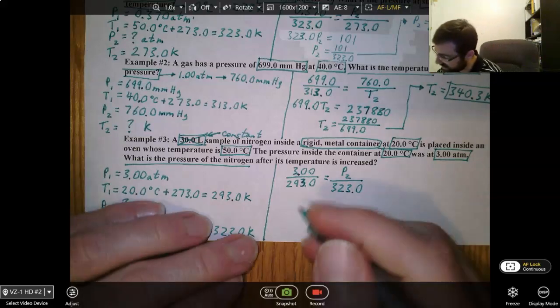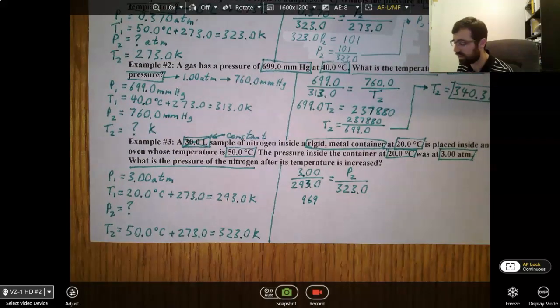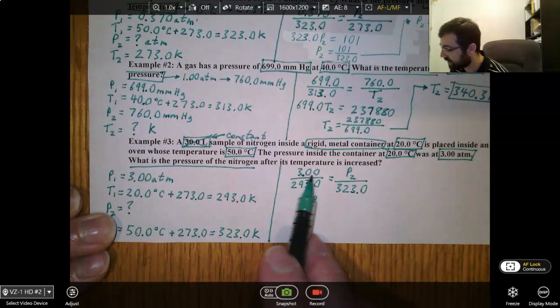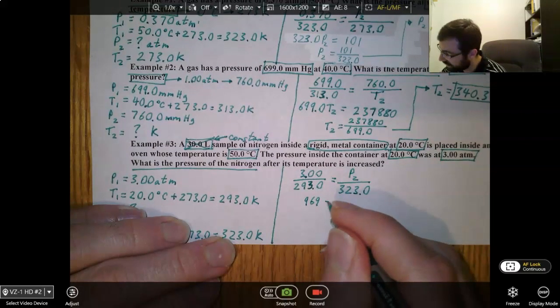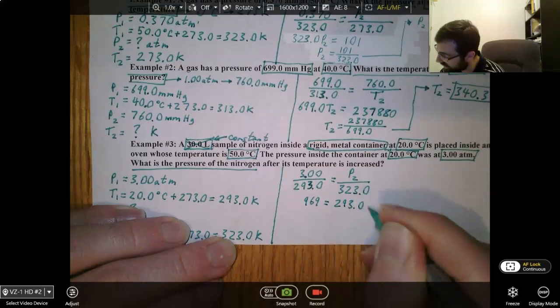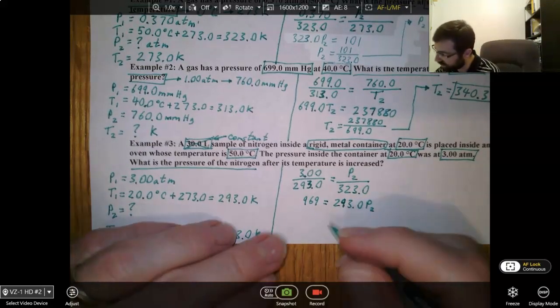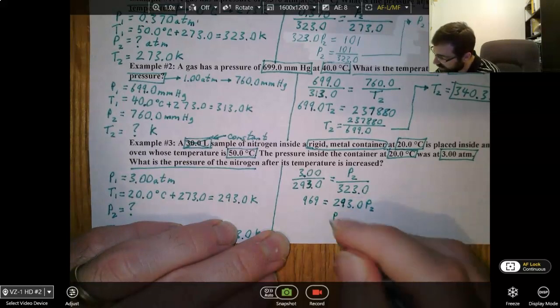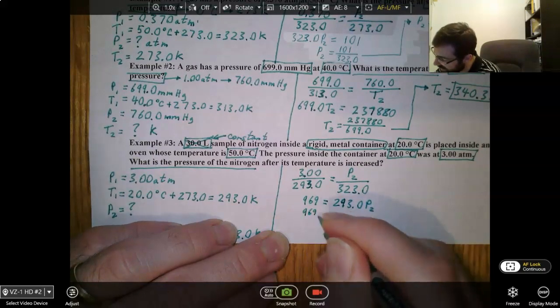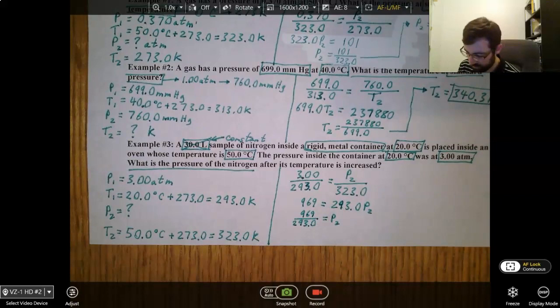All right, so I have 3 times 323. I get 969. It's exactly 969. Since I have 3 sig figs here, I'm just going to leave it like that. And then this is going to be 293.0 P2. If I want to solve for P2, P2 equals 969 divided by 293.0. You get to 3 significant figures, 3.31.